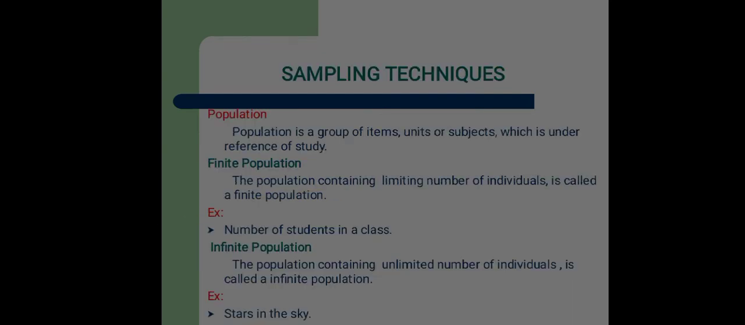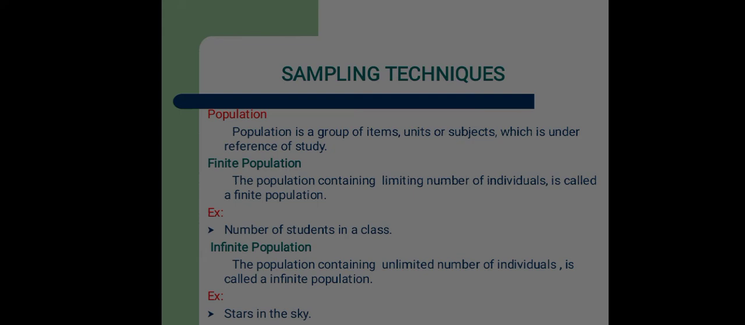Sampling techniques: a population is a group of items, units or subjects which is under reference of study. Finite population: a population containing a limited number of individuals is called a finite population. A finite population is countable. The number of students in a class is an example.